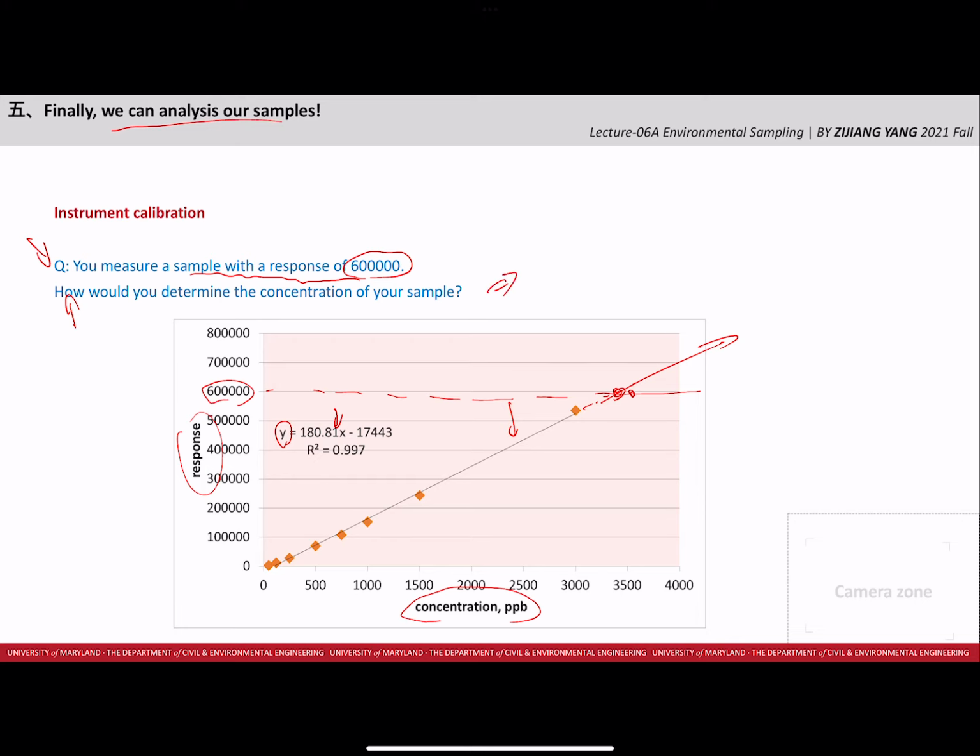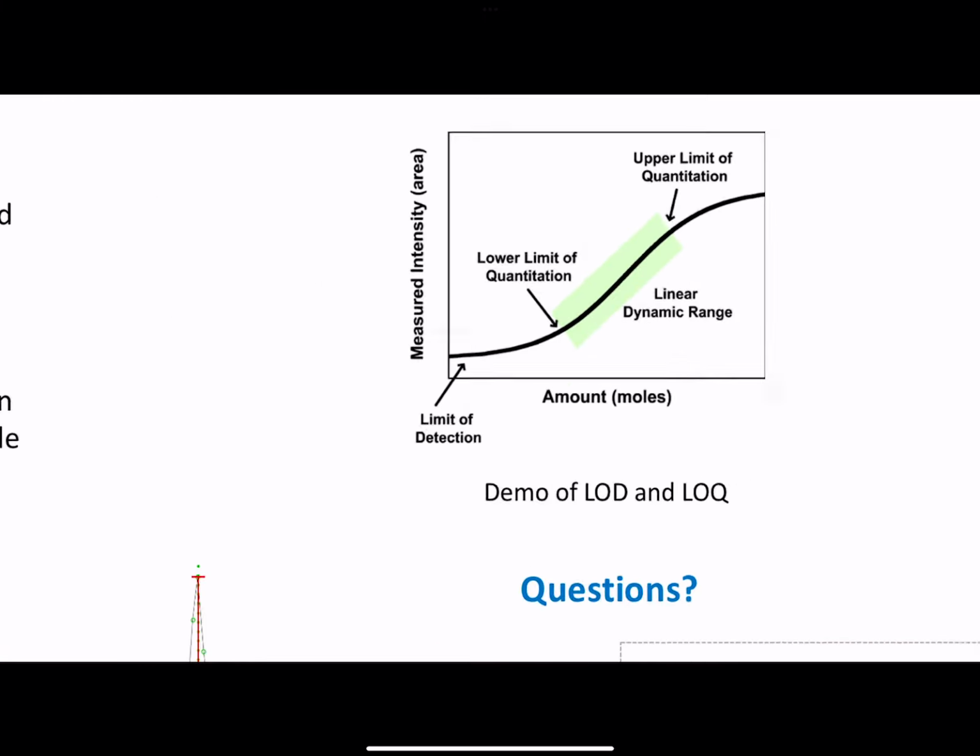But the general thing we need to do is to dilute, because this is too large. So we want to dilute our sample to make sure we have some signal inside this calibration curve. And then we can do the measurement. If we have some sample that has the response outside the calibration range, then we cannot use that signal to determine the real concentration. And the reason is here.